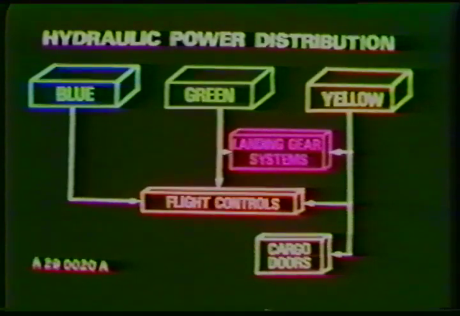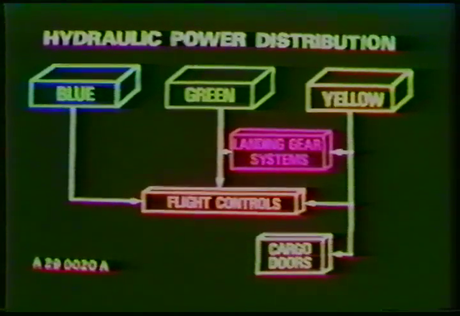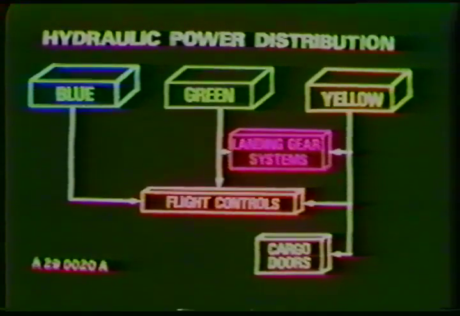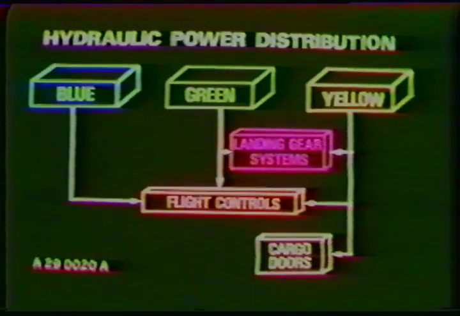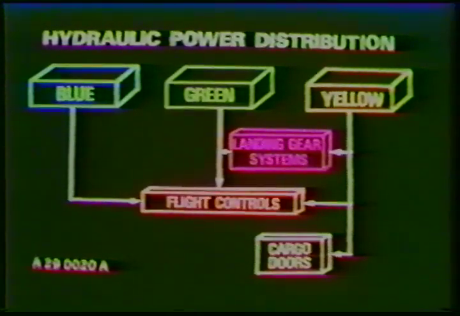The flight controls are supplied from all 3 subsystems. The landing gear systems receive green and yellow power. The cargo doors operate only on yellow.